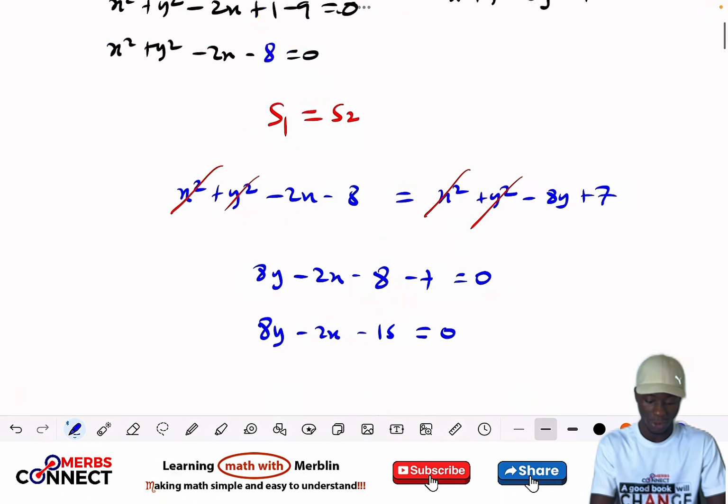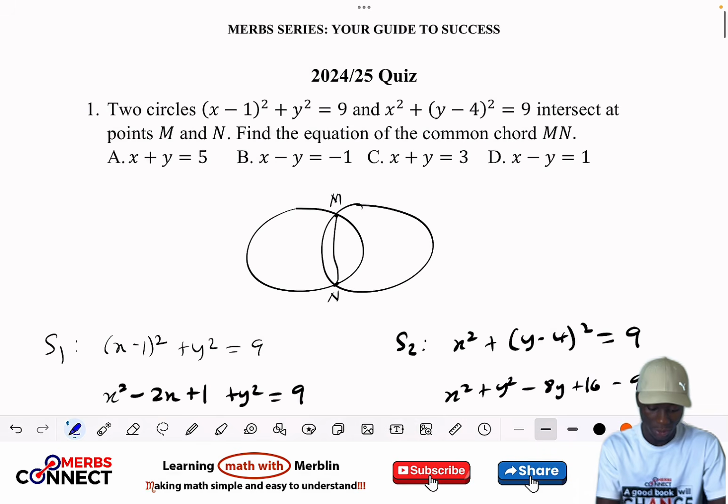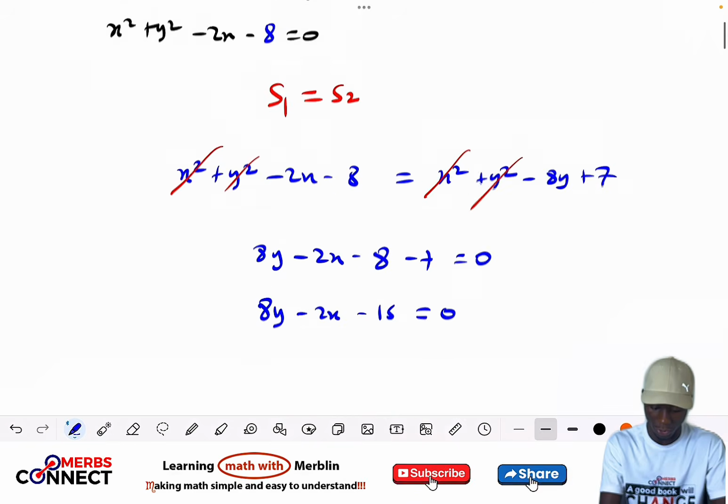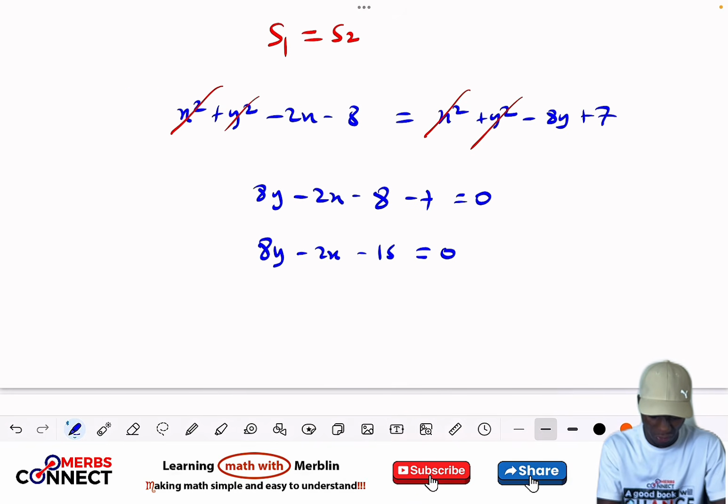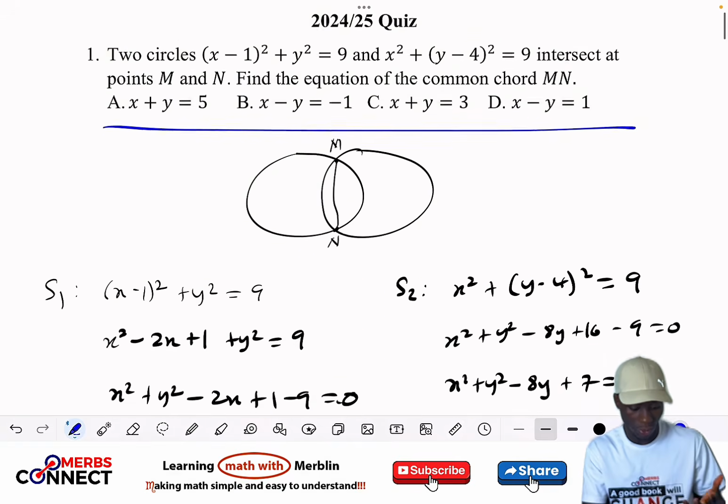So this is what I'm going to get, and there is no option here. The answer is supposed to be this here. If I divide by 2, I think you can have something like this: 4y minus x minus 7.5 is equal to 0. So we don't have the answer there.